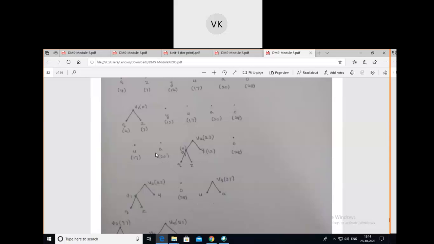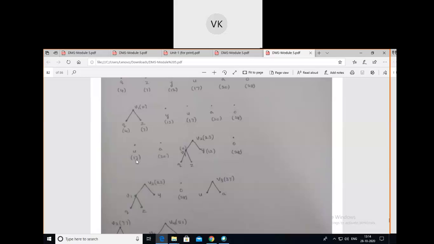Among u, a, v2 and o, which nodes are having least weights? U and A, 17 and 20. I am going to club these two together and getting the new node, okay. The new node will be the v3. Already v2 is over, no. I am going to name it as the v3.